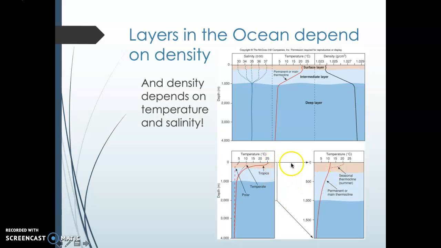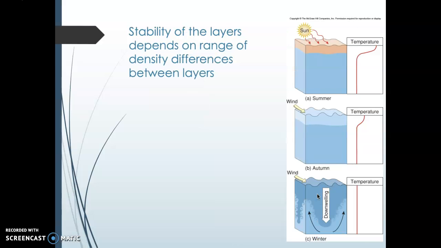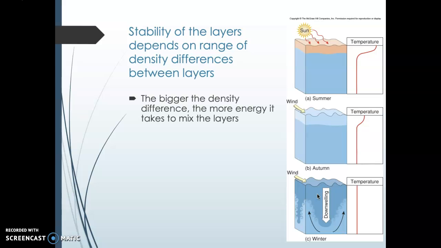Zooming in on this top part again, you can see that seasonal thermocline in the summer, right, for our surface layer, and our permanent or main thermocline in the intermediate layer. And again, that stability of the layers really depends on density differences and seasonality. So the bigger the density difference, the more energy it takes to mix those layers. And so what this means is that in the polar regions where there's not a huge difference, there's downwelling during different seasons, and that can turn water layers over.